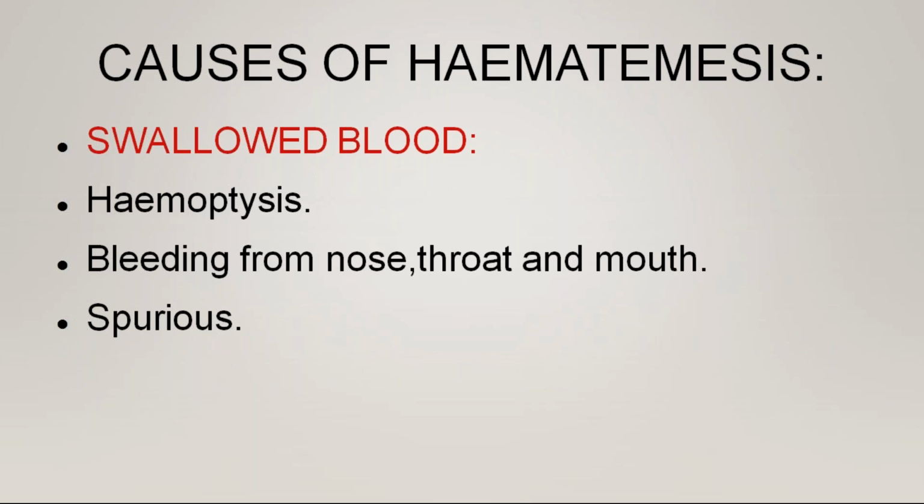So, causes of hematemesis. These are some spurious causes of hematemesis. When we swallow blood, for example when there is hemoptysis, blood in the sputum, and we swallow the blood with the sputum, it can present as hematemesis. Bleeding from the nose, throat, and mouth also mimics hematemesis. So the spurious causes are hemoptysis and bleeding from the nose, throat, and mouth.